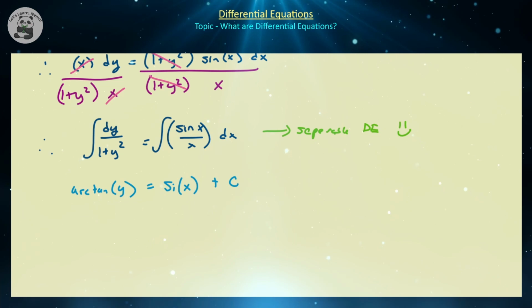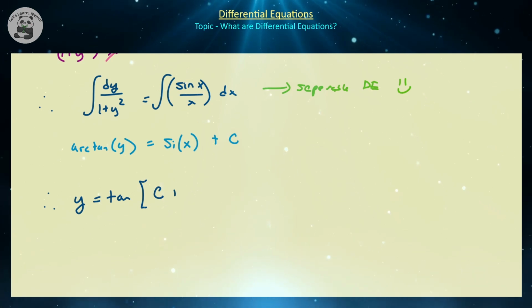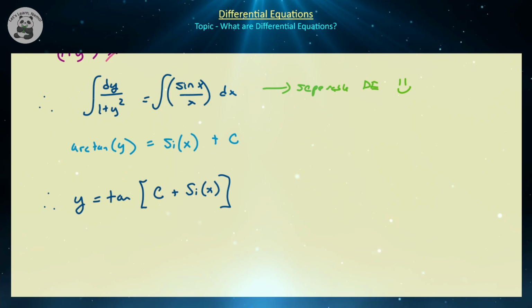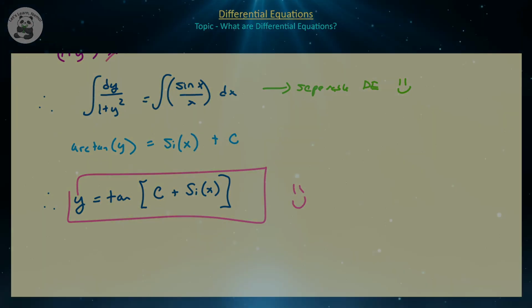But we should know the inverse of the inverse tangent function. That would just be tangent. So that means our explicit solution will be y is equal to the tangent of the constant c plus the sine integral function of x, right? And that is our solution to our original separable differential equation.